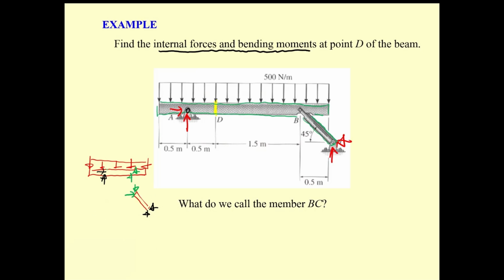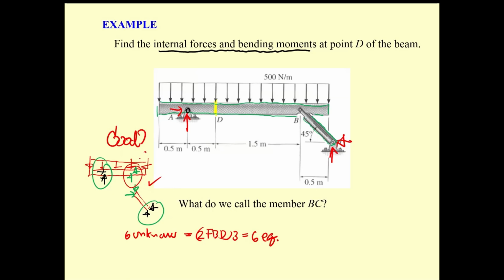You have a total of what? This 4 and then 6. You have 6 unknowns, and you have equations from 3 bodies. If you have a total of 6 equations, you can determine the reactions. But this is good enough for you.